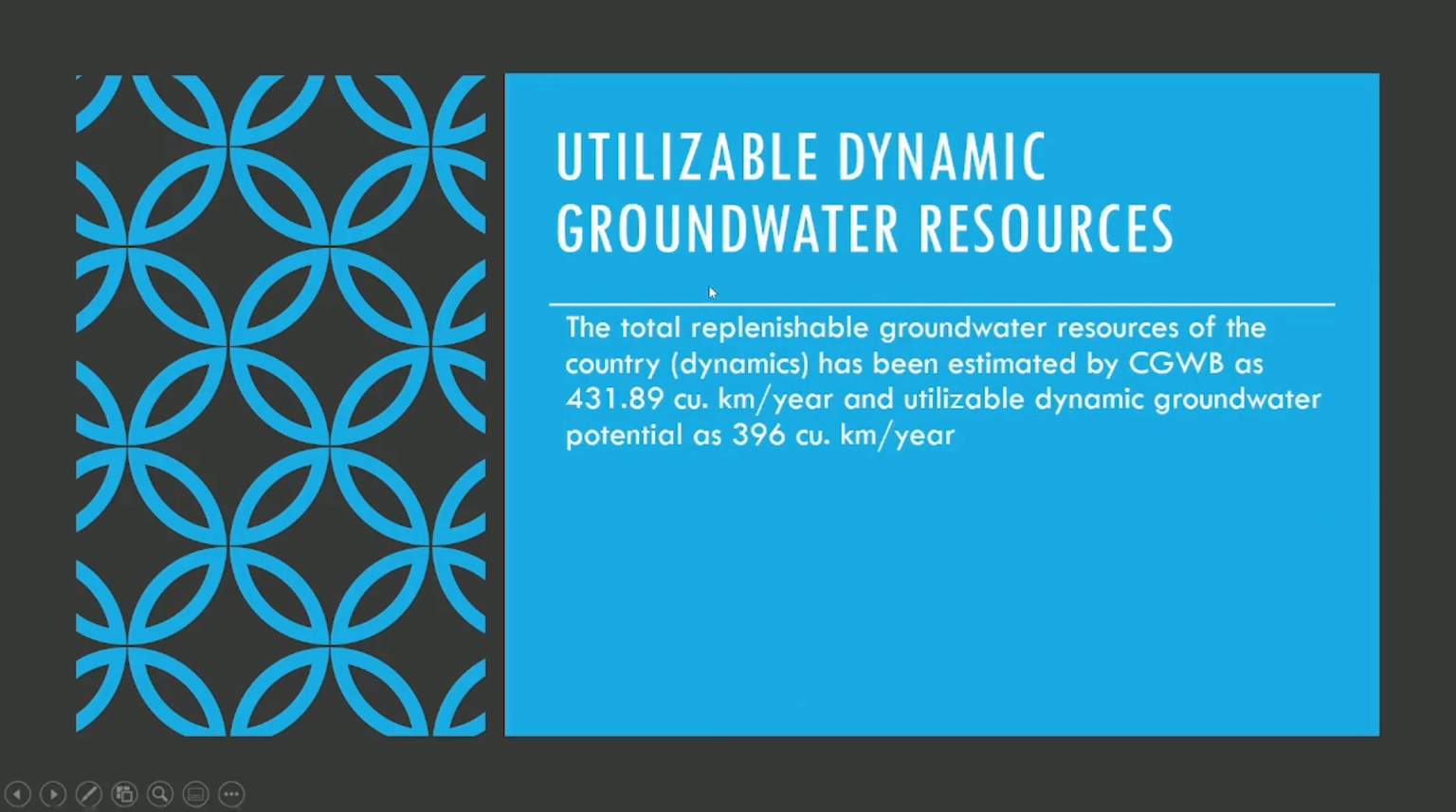Utilizable dynamic groundwater resources. The total replenishable groundwater resources of the country has been estimated by CGWB as 431.89 cubic kilometers per year and utilizable dynamic groundwater potential as 396 cubic kilometers per year.